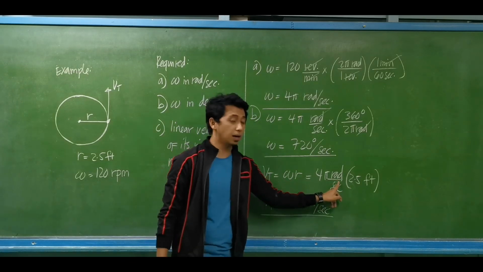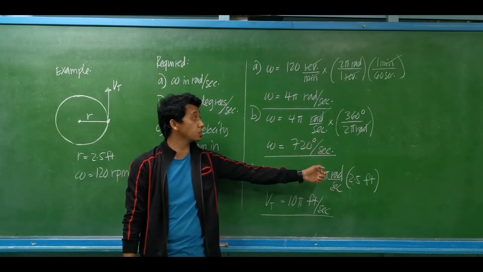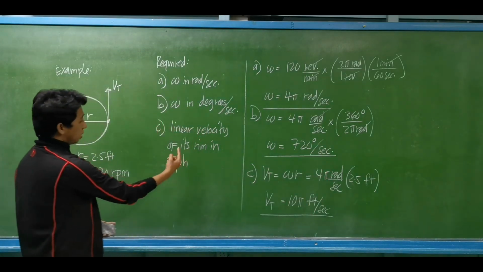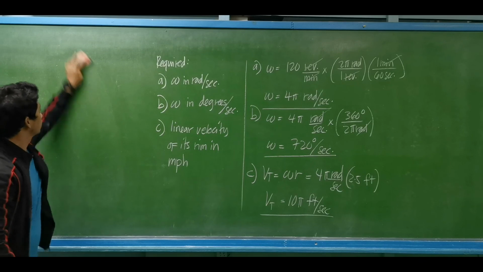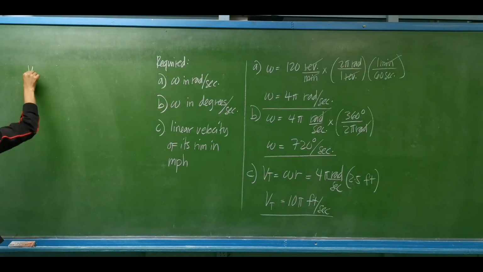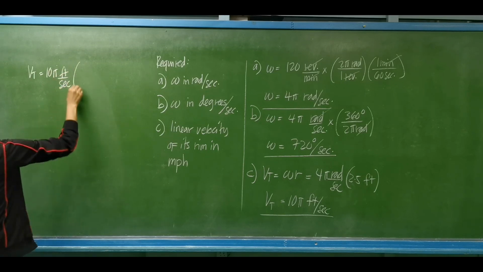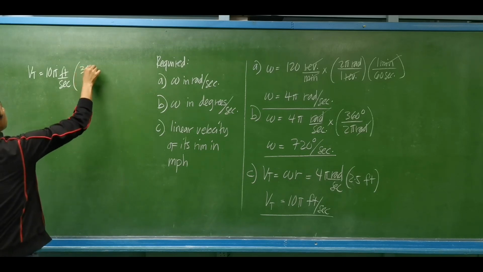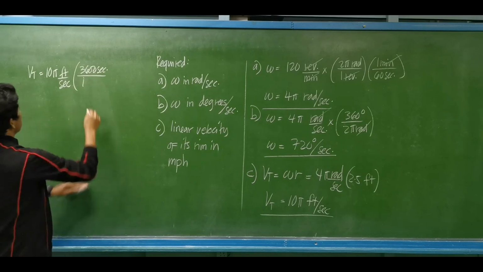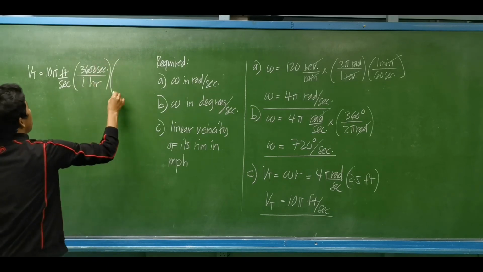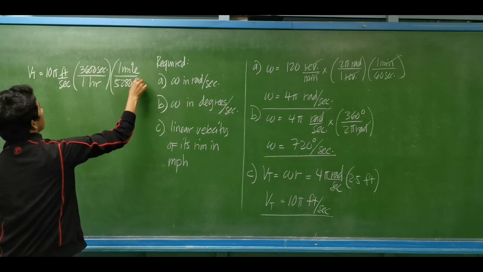Take note that radian will adapt the unit of the multiplier. So radian times feet, we adapt feet since radian is unitless. But the required unit is miles per hour, so we just have to convert that. The tangential velocity is equal to 10 pi, in terms of feet per second. We are multiplying by 3,600 seconds to 1 hour, then multiplied by 1 mile to 5,280 feet.